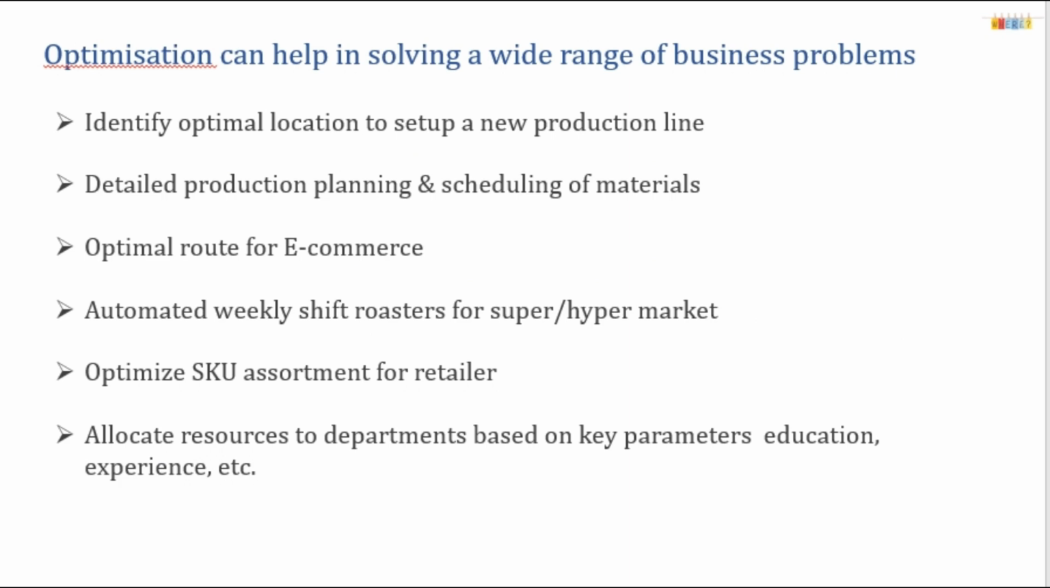So let's discuss the real-world applications of optimization. Optimization plays a crucial role in various industries, and I'll give you a few examples only, but this is not an exhaustive list. So let's take production planning and scheduling of materials. In any manufacturing unit, optimization helps plan production for multiple products with different demand, maybe at the day or week level.